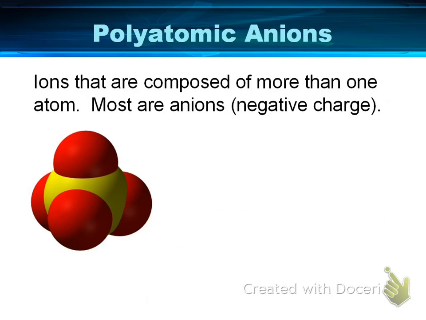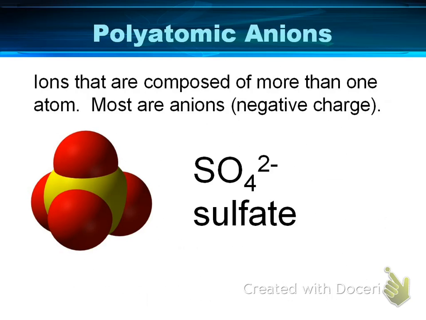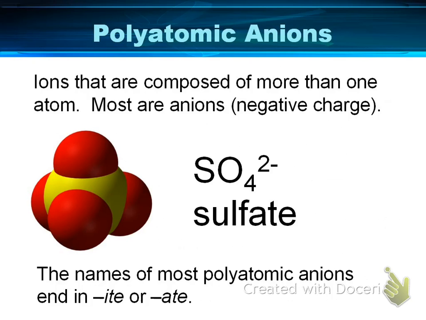Not a big deal. Okay, SO4 2 minus, that's sulfate. Okay? So that would be one that I think you should memorize. You should just memorize it. Okay? And we'll talk later on when we do Lewis dot structures where that 2 minus comes from. And with that, the names of most polyatomic anions end in ite or ate.